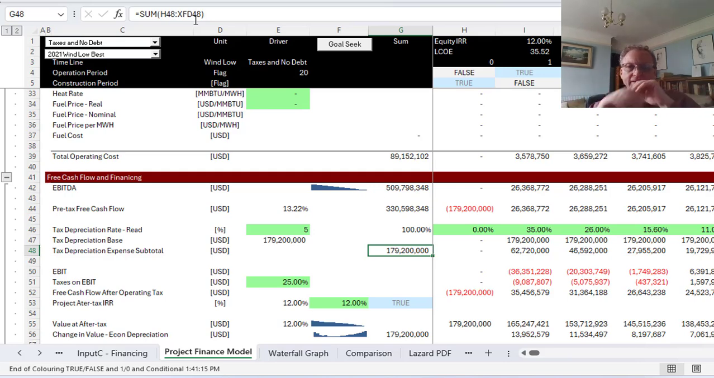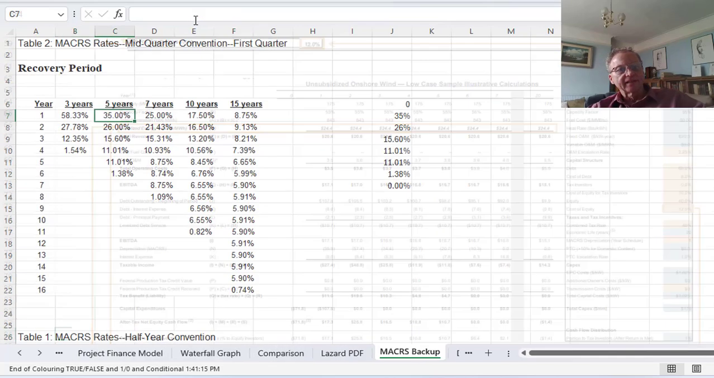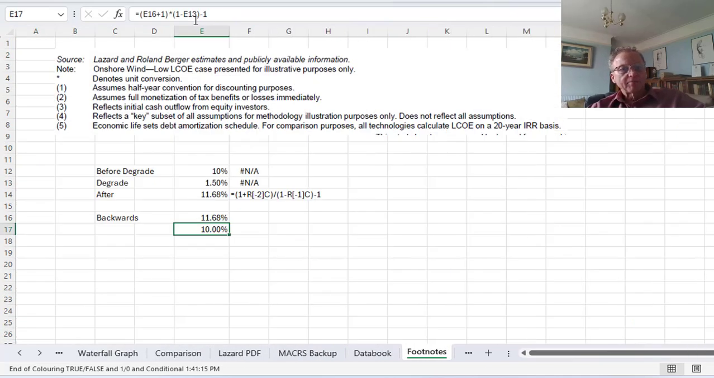We're going to leave that out. Okay, so there's our depreciation, and now we have earnings before tax. Now, Lazard, in their little analysis, I put some of the footnote. It assumes a half-year convention in discounting. That's why we made that other adjustment. Full monetization of tax benefits or losses immediately.